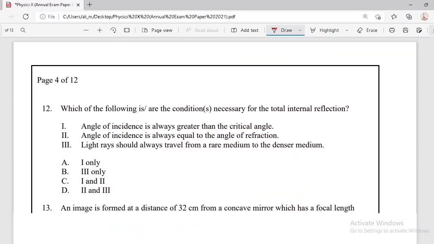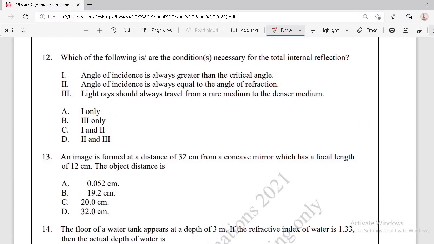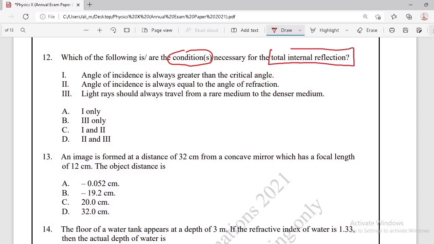Now let's come to question number 12. Which of the following conditions are necessary for total internal reflection? We know that total internal reflection is the phenomenon when a ray of light traveling from a denser to a rarer medium strikes at an angle greater than the critical angle, so the light bounces back into the denser medium. This condition is true if the angle of incidence, angle i, is greater than the critical angle. Then the light ray must travel from a dense to a rare medium. These two conditions are correct, and the next one is incorrect.